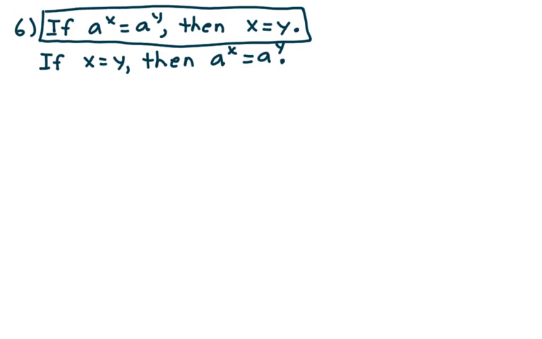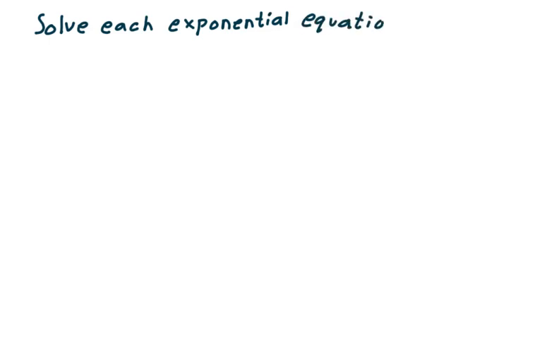Now, let's come over here, and the directions say to solve each exponential equation. Okay. So let's take a look at number 1. And number 1 is 2 to the x plus 2 equals 64. And your goal is you want to rewrite both sides so that they have the same base.